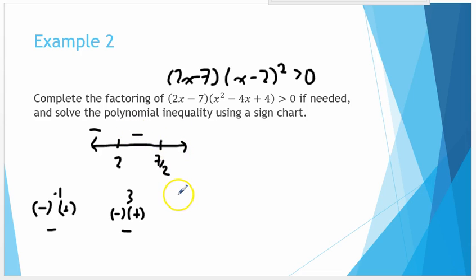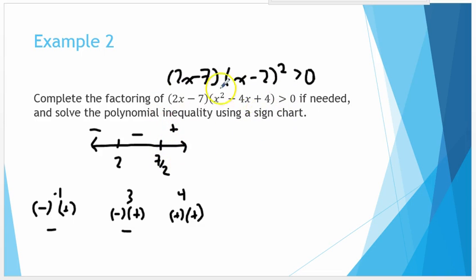And then for a number bigger than 3.5, you can use 4. 4 times 2 is 8, minus 7 is +1. And 4 minus 2 is positive, squared stays positive. So now I know where the graph equals 0, which is at 2 and 7/2. I know where the graph is less than 0, or negative. That's in this region and this region. And I know where the graph is positive, which is for any number bigger than 7/2, or 3.5.